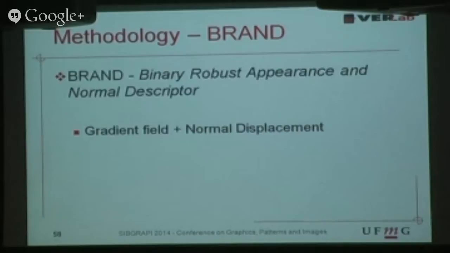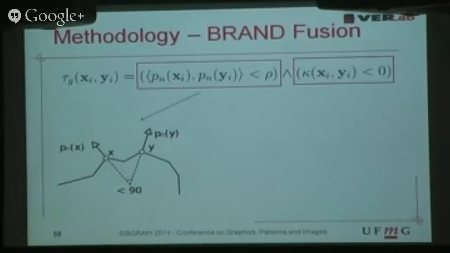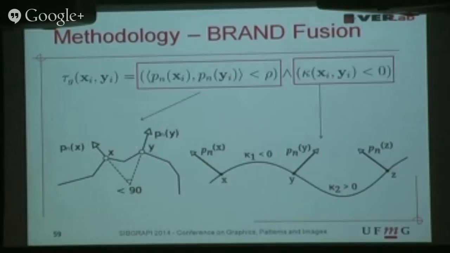You have to make up the name. And again, you use the gradient field, and you use the normal displacement for your depth information. The main idea for the normal displacement is that when you have a surface, you compute the angle between normals. So you have a test here that basically tells you how far apart these normals are. This gives you an idea about the characteristic of the surface, right?